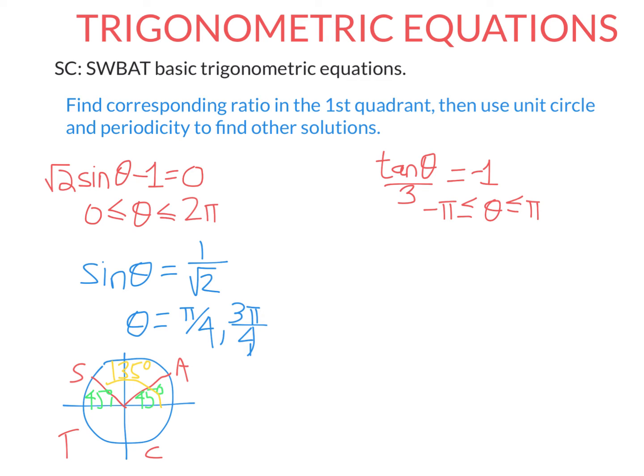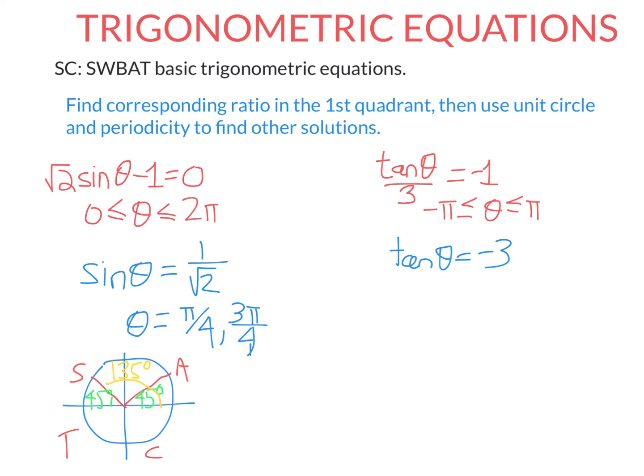All right, let's try this one here. So we have tan theta on 3 equals negative 1. This time we want solutions between negative pi and pi. So because this is still a range of 360 degrees, we expect there will be two solutions. So what we need to do here is multiply each side by 3. We get tan theta equals negative 3.